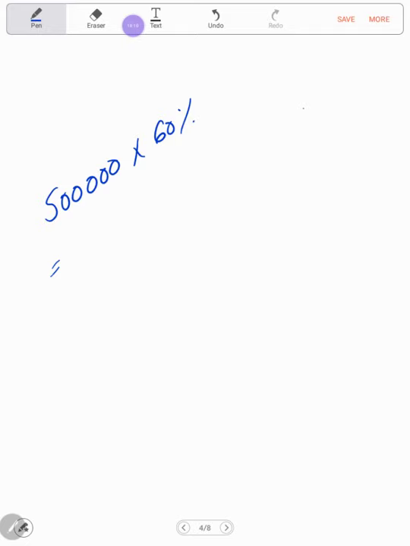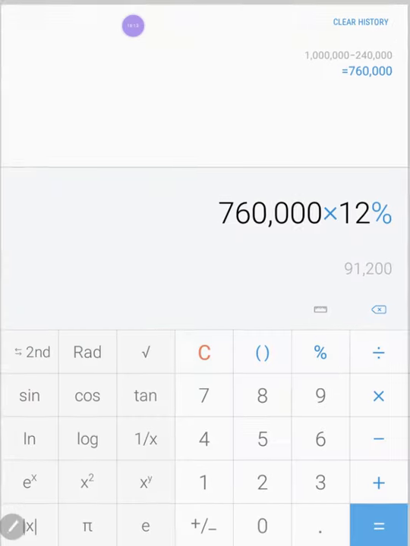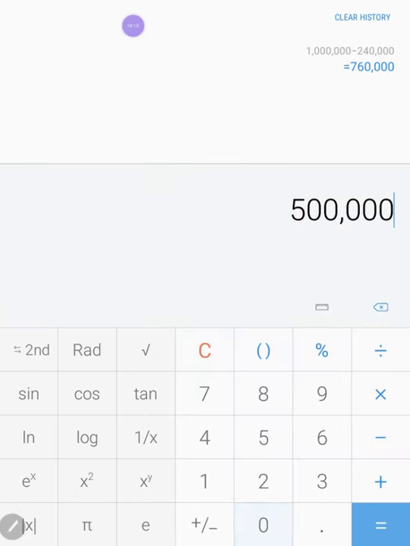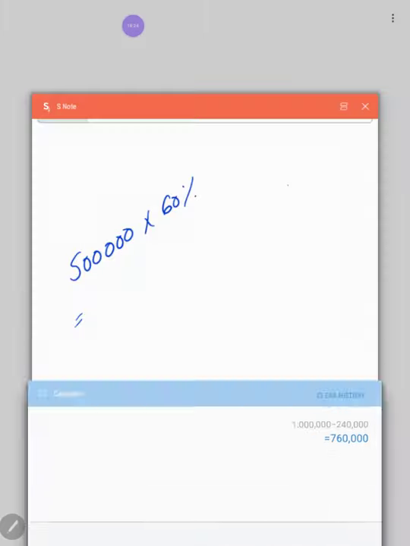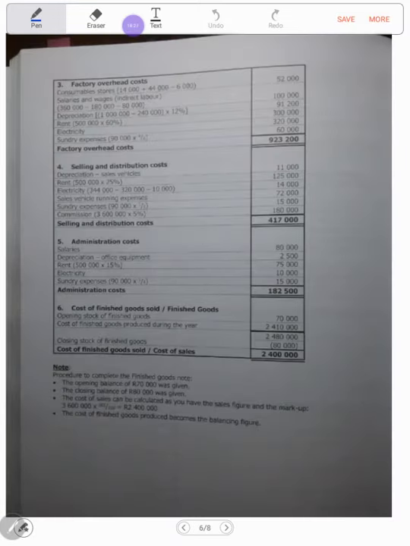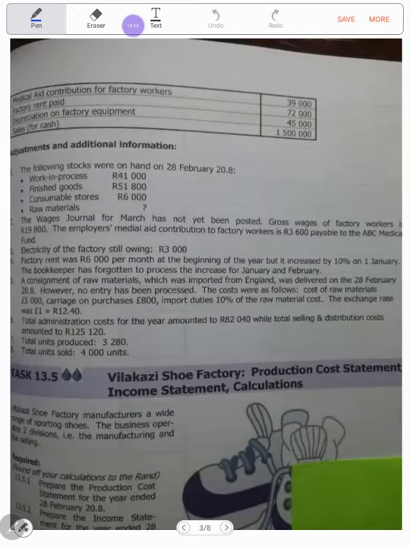How much? 500,000 times 60%. The factory space pays 300,000 rand towards rent. Very important, your calculation: there's the 500,000 times the 60% floor space, 300,000. Nice, easy, simple.